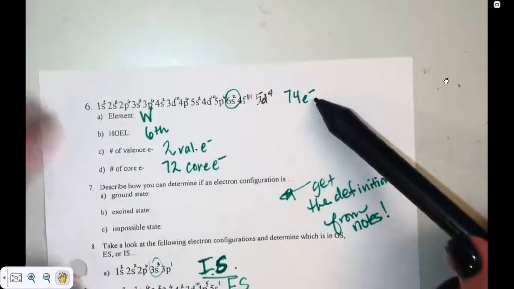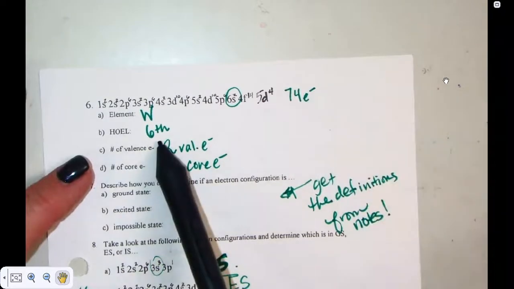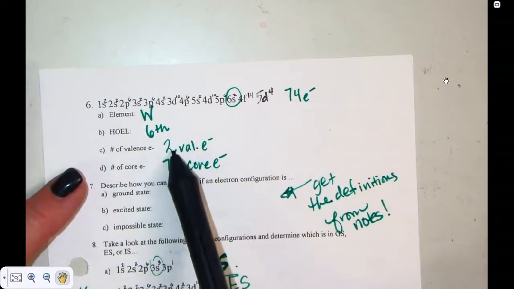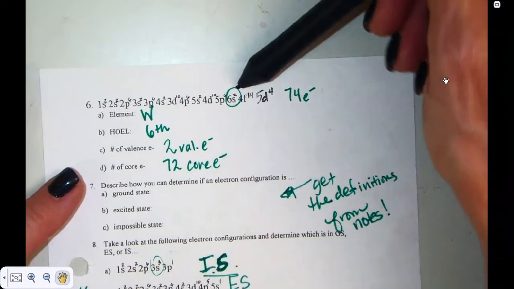Number 6, there were 74 electrons here, which means that's tungsten, W. Highest occupied energy level was the 6th. There are 2 valence electrons, 72 core electrons. Here are your 2 valence electrons right here.